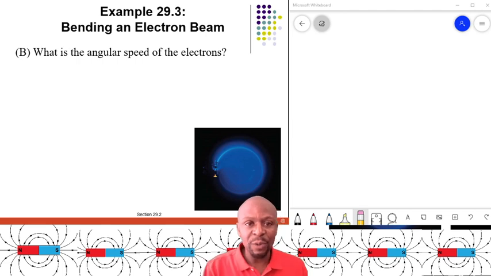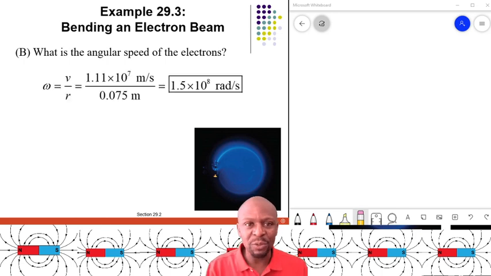Now, the second part of the question is asking you to get the angular speed of the electrons, because we already calculated the linear speed, the velocity v. Therefore, we know the radius. We can get the angular velocity because the angular velocity is just given as v divided by r. The radius was given in the question. Therefore, the angular speed is just 1.5 times 10 to the power 8 rad per second.